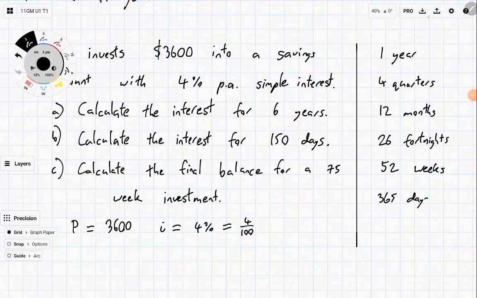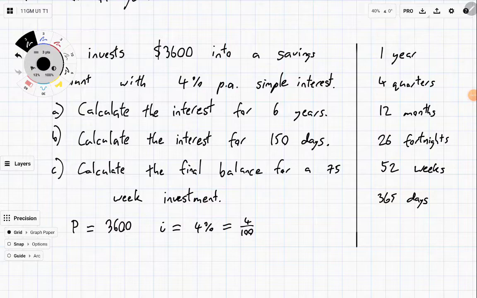Alrighty? Some of you might know that we don't always have 52 weeks in a year, we sometimes have 53, and some of you would also know that we don't always have 365 days. On leap years, we have 366. However, for finance, these are the conversions that we use to convert between years, months, quarters, fortnights, weeks, and days. Okay, so this is just to keep that in the back of your mind.